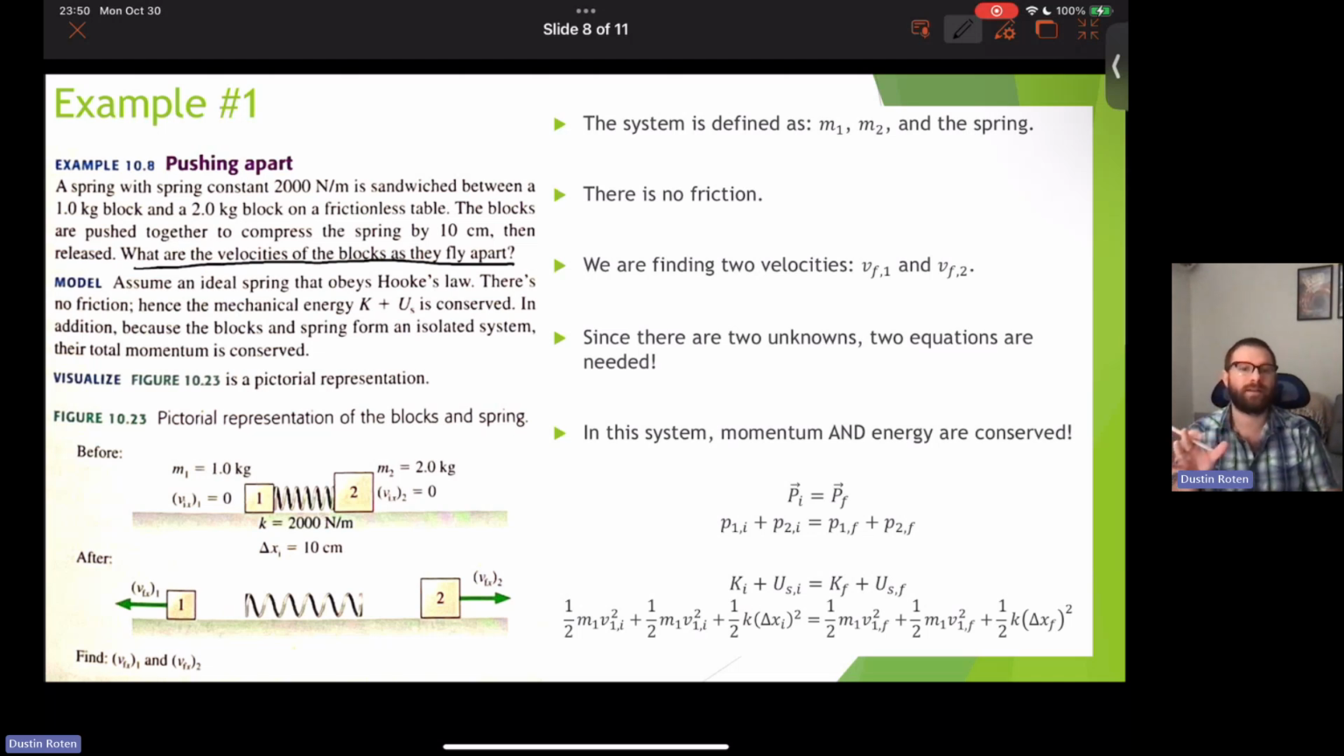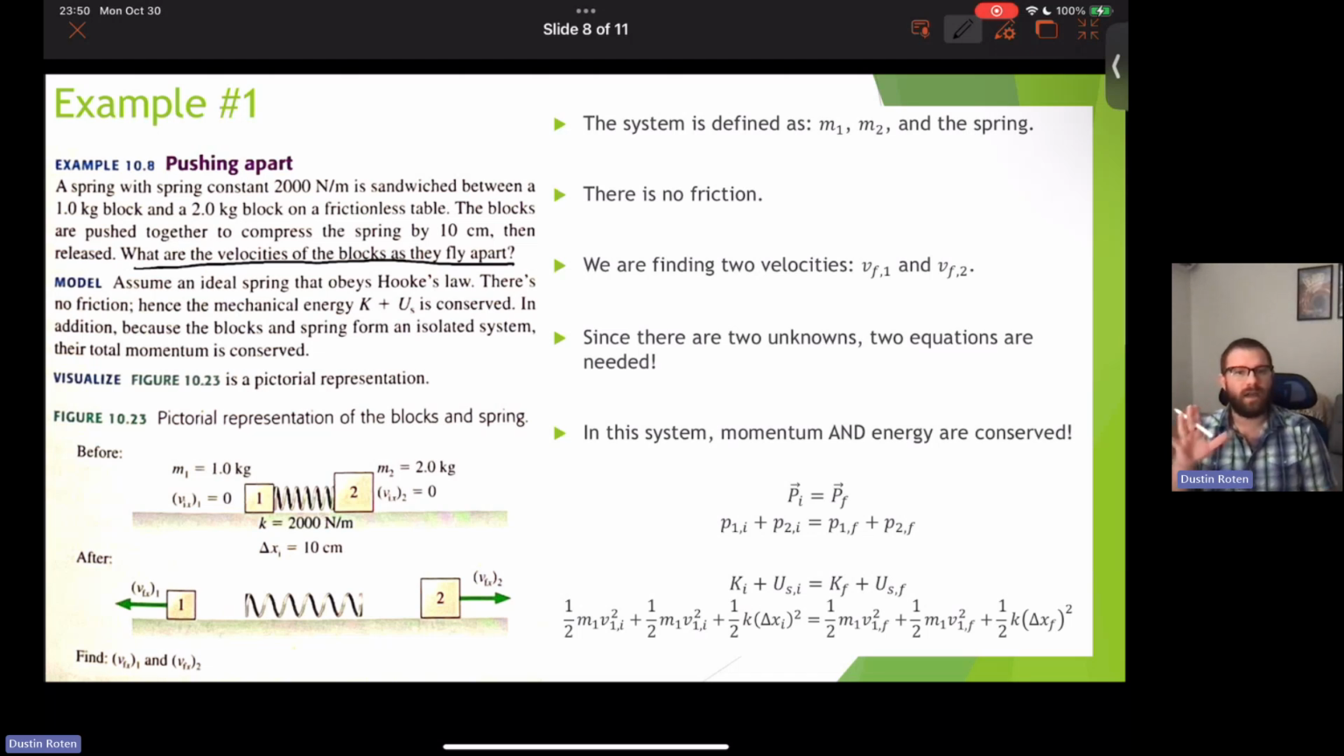Okay, so that's what we're after. We want both velocities, the velocity of block 1 and block 2. So we have a two unknown situation, which means we're going to need two equations. So assume, okay, the ideal spring obeys Hooke's law. There's no friction. The mechanical energy is conserved. Okay, so it sounds like it's going to be easy when we model this. We're just going to use the classic sort of idealized model. You know, there's a lot of situations where this will work in the real world. But of course, in the real world, it's not exact, but it's still a good model.